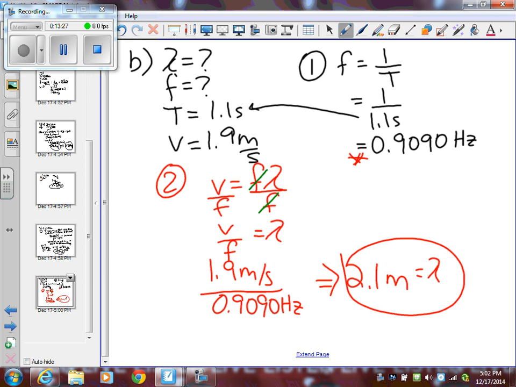Please remember, we talked about it before, hertz is really 1 over a second. And that's why we're able to cancel out our respective seconds. And therefore end up with our meters.